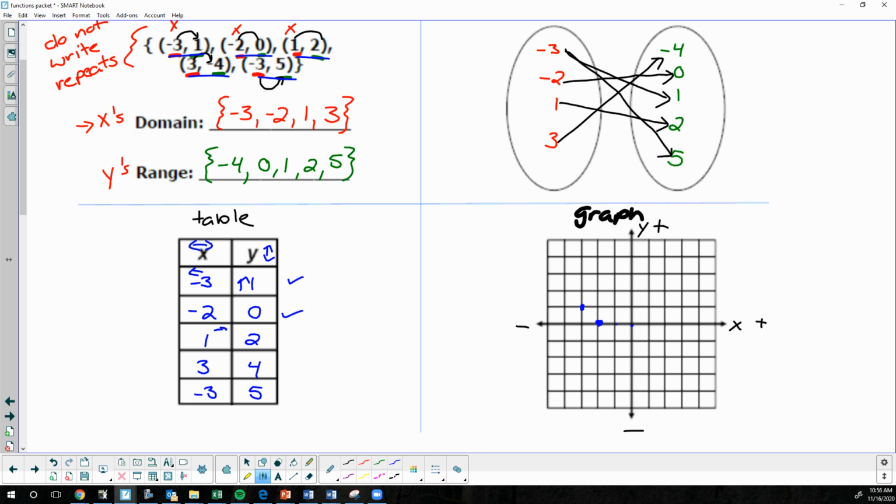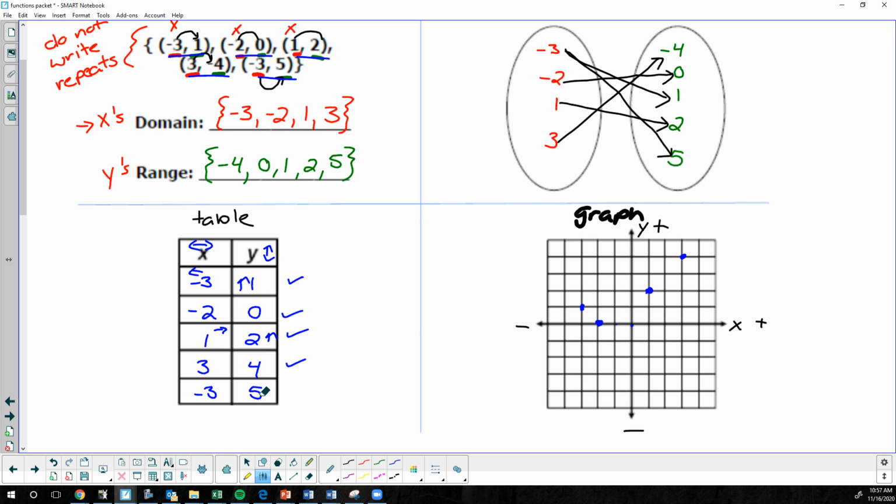This is over 1. Now we're going in the positive direction, and we're still going up because my y's are positive. So this is over 1 and up 2. And I make a point. That's done. This is to the right 3 and up 4. So 1, 2, 3, and then up 1, 2, 3, 4.